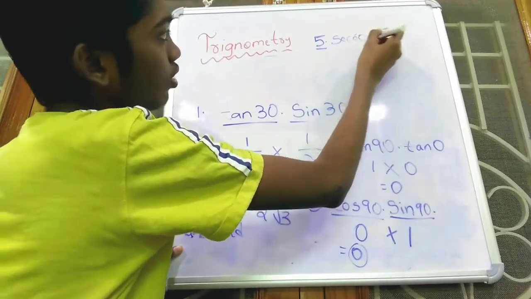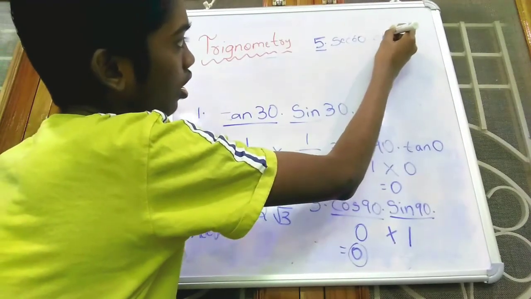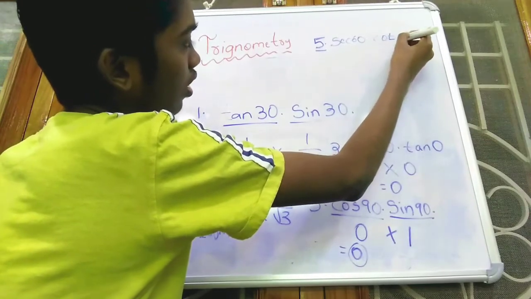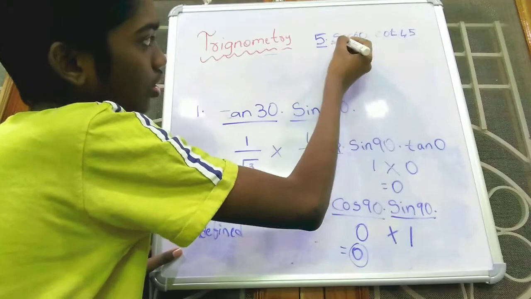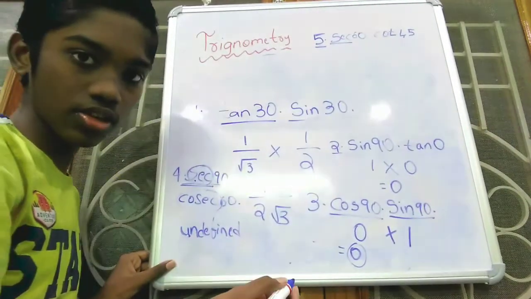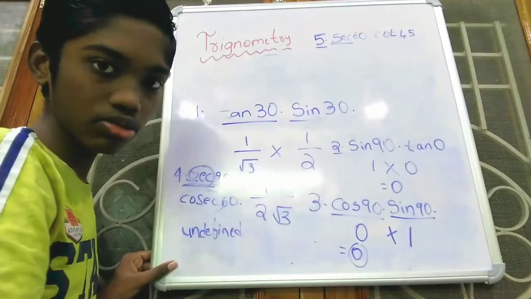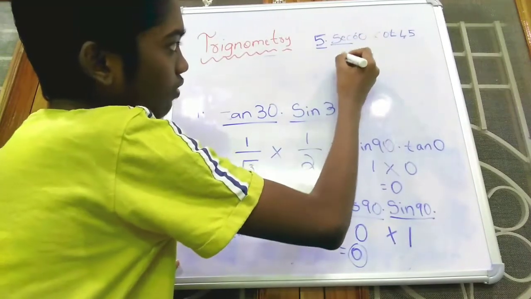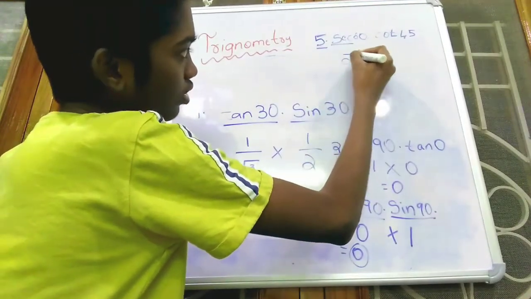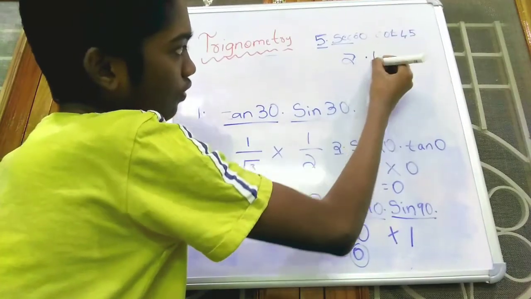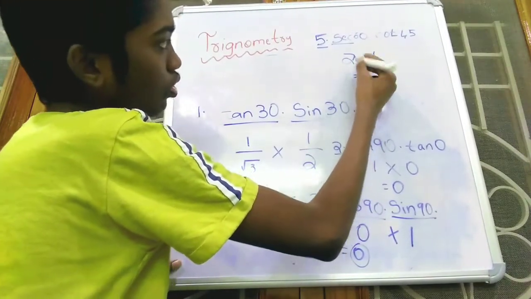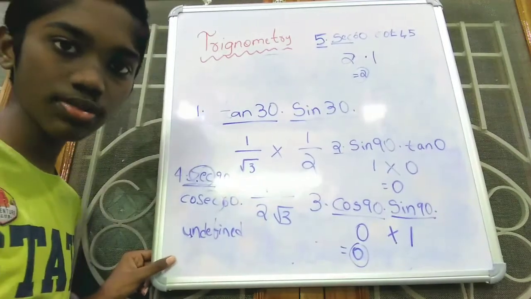Sec 60 into cot 45. Sec is the reciprocal of cos 60. Cos 60 is equal to 1 by 2 and sec 60 will be equal to 2, as the reciprocal of 1 by 2 is 2. Sec 60 is 2, into cot 45 which is equal to 1, and the answer is 2. 2 ones are 2.